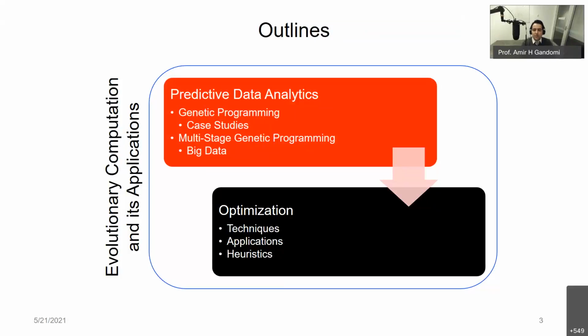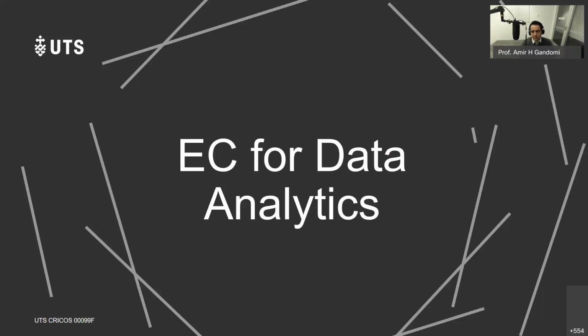I will discuss one specific approach I propose for big data analytics. And in the second section, I briefly touch on some optimization topics, which means evolutionary intelligence for optimization. I briefly talk about techniques and then some applications. And finally, if I find time, I can talk about some heuristics.